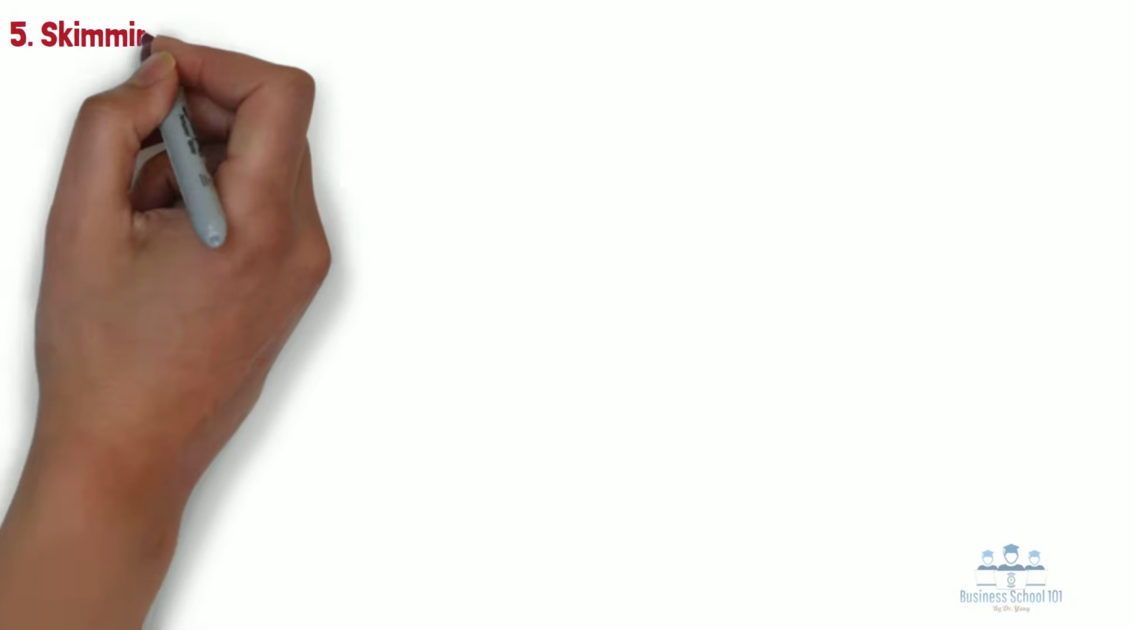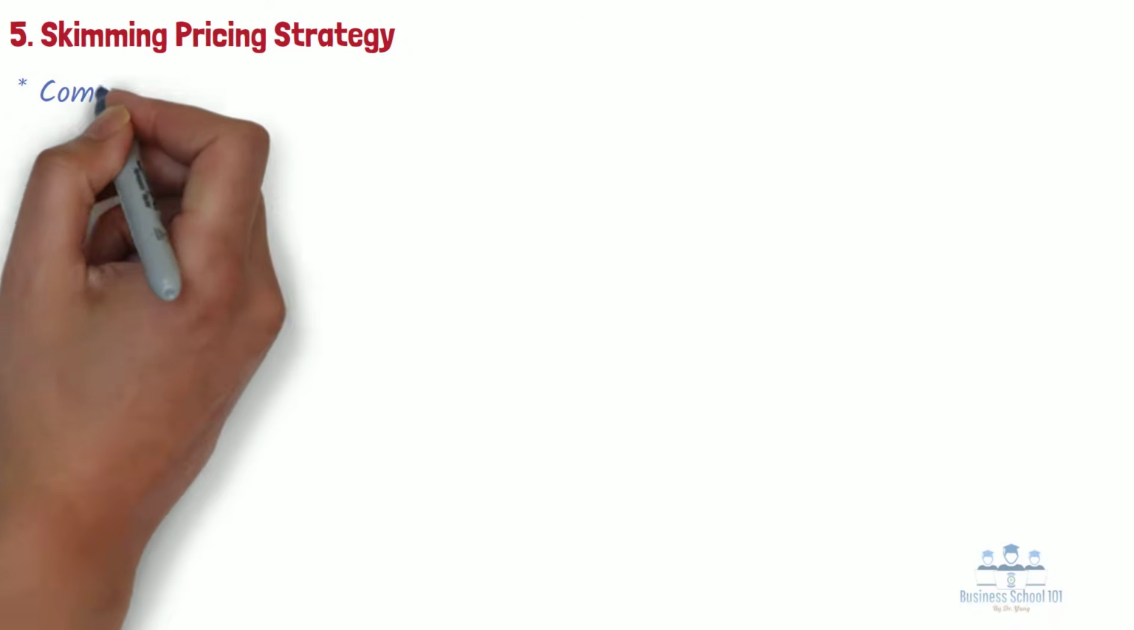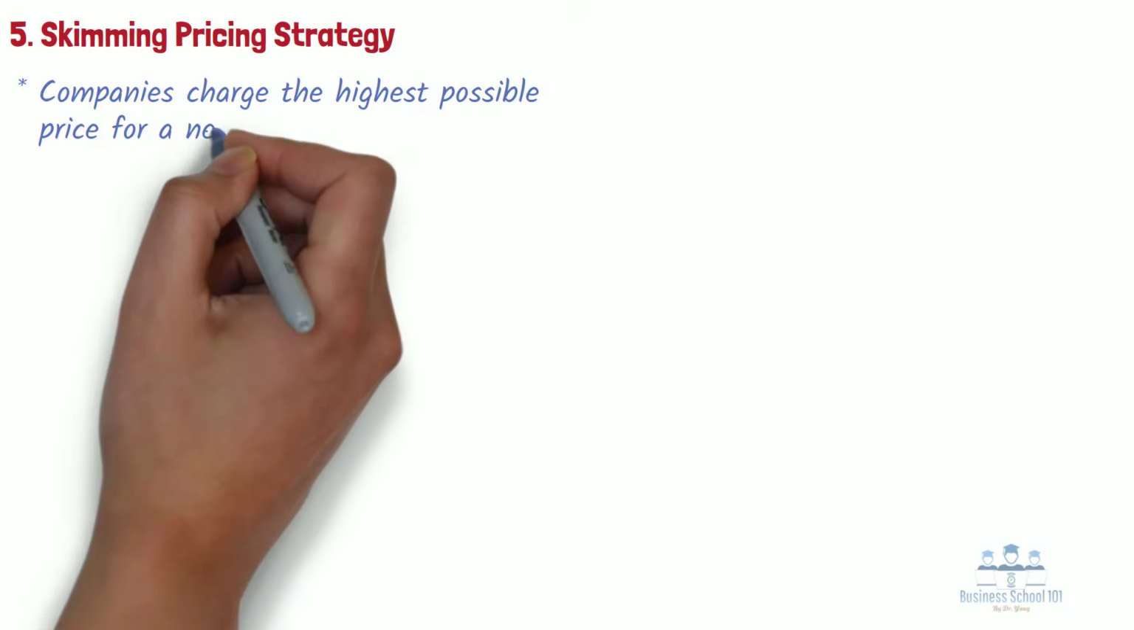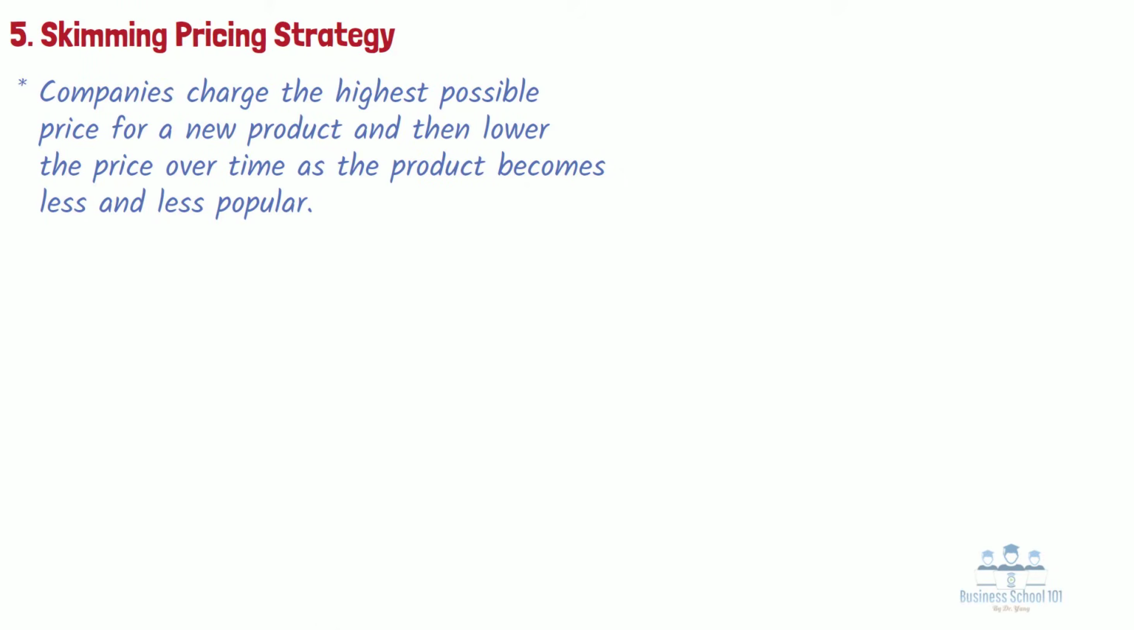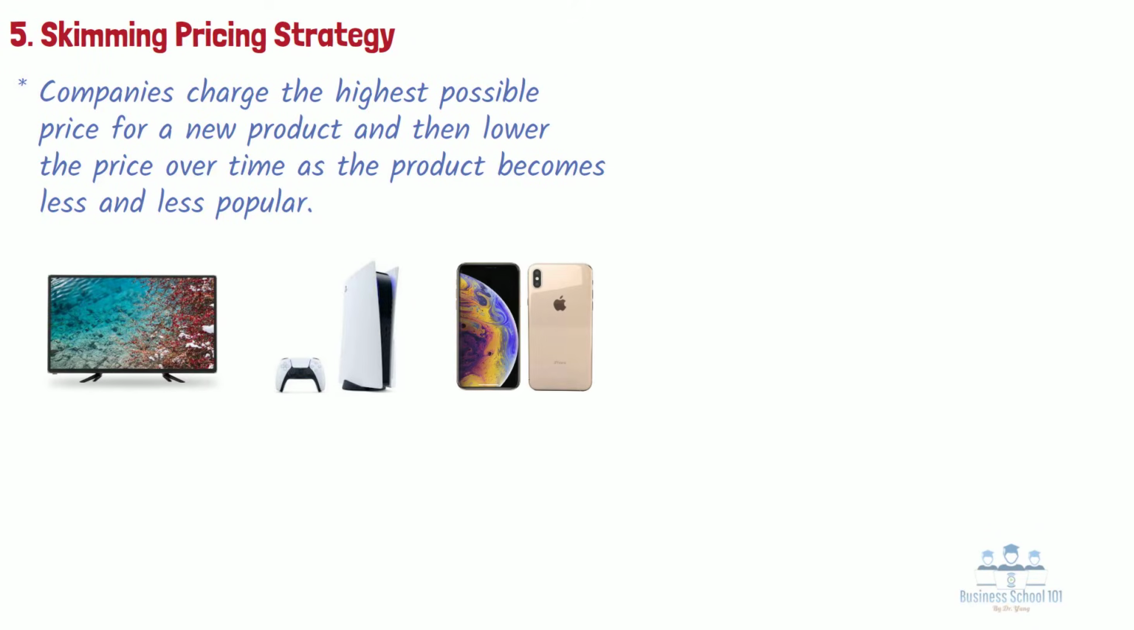5. Skimming pricing strategy. A skimming pricing strategy is when companies charge the highest possible price for a new product and then lower the price over time as the product becomes less and less popular. Technology products, such as flat-screen TVs, video game consoles, and smartphones, are typically priced using this strategy as they become less relevant over time.